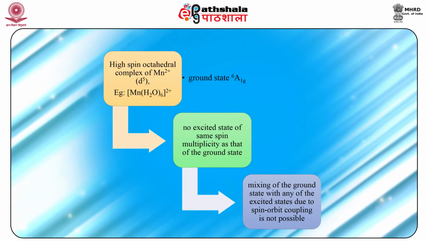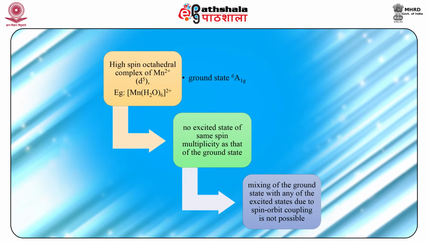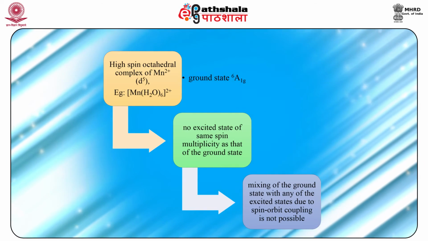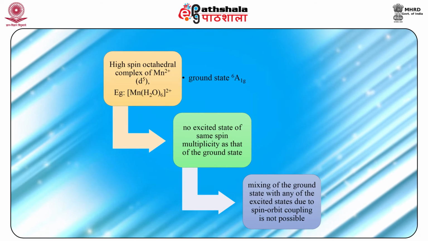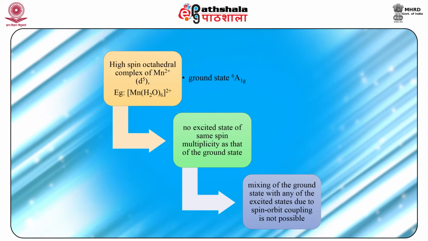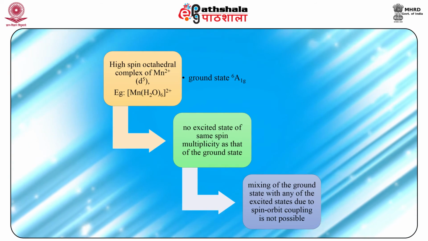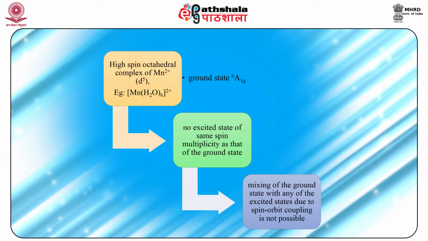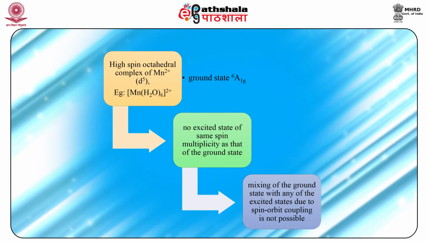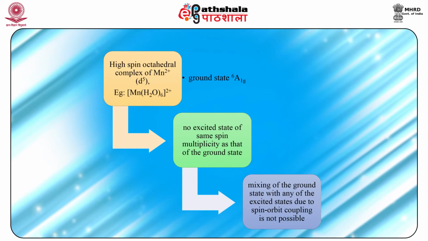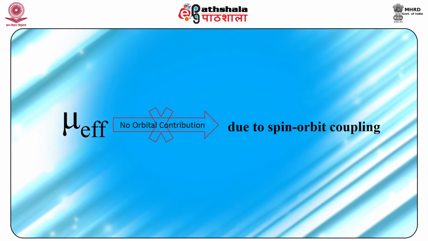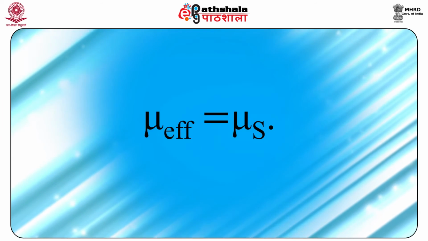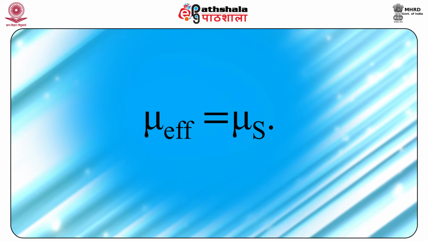Consider the high spin octahedral complex of manganese 2 plus, hexaaqua manganese 2 plus, with the ground state 6A1g. It has no excited state of the same spin multiplicity as that of the ground state. Therefore, mixing of the ground state with any of the excited states due to spin orbit coupling is not possible. Thus, there is no orbital contribution to mu effective due to spin orbit coupling. Therefore, mu effective is the same as mu s.